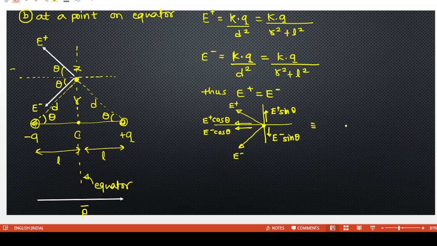Now the resultant will be what? The resultant, the net electric field at that point, name that point as Z. At point Z, E plus and E minus are identical. So 2 times E plus cos theta, and E plus sin theta and E minus sin theta will cancel each other. So this is your net electric field at a point on the equator.